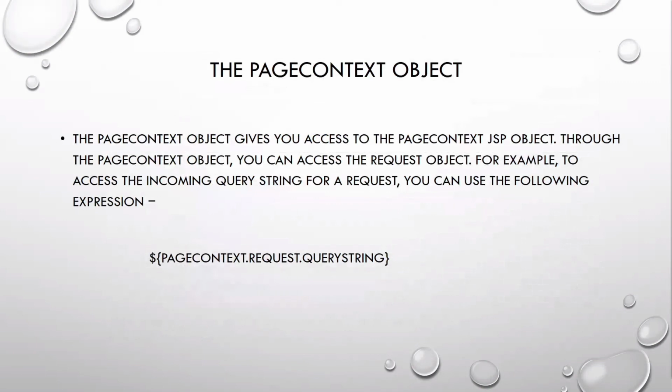The pageContext object. The pageContext object gives you access to the page context JSP object. Through the pageContext object, you can access the request object. For example, to access the incoming query string for a request, you can use the following expression. So you can see the expression that we use to get the incoming query string from a request.